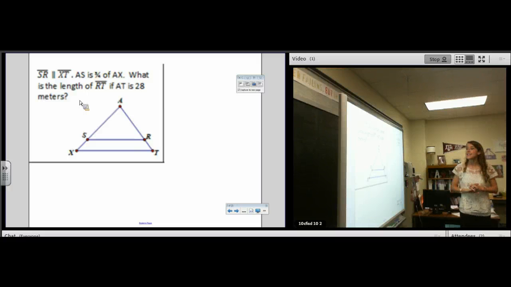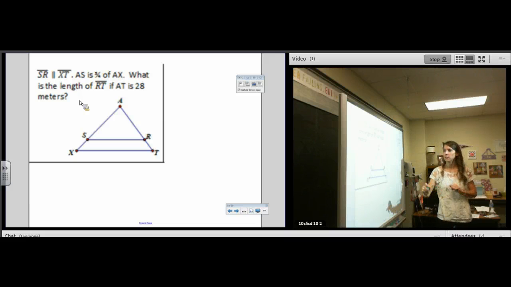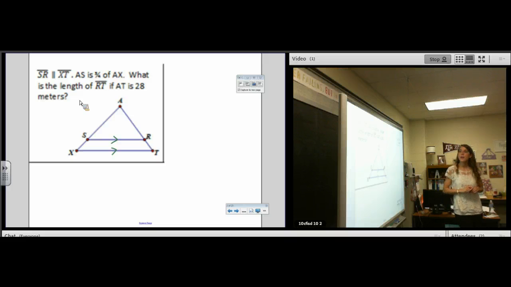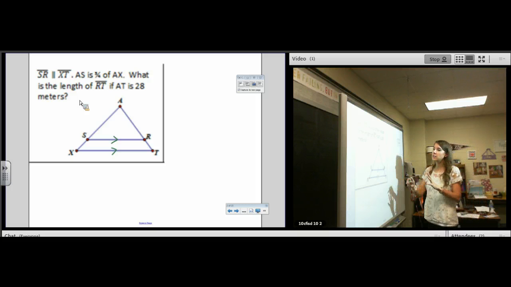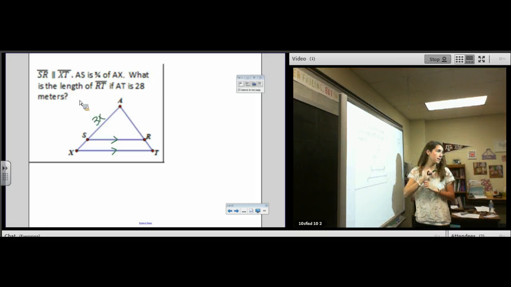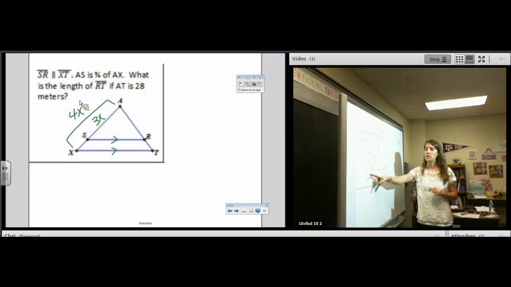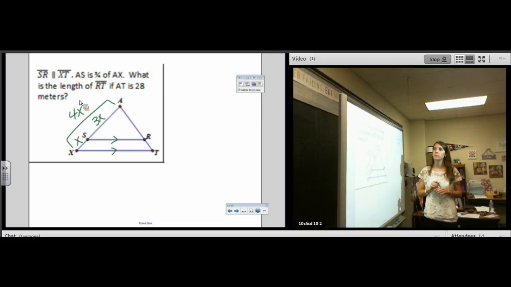Ready? Okay. SR is parallel to XT. What can we add to our picture? Arrows. Yep. AS is 3/4 of AX. So what I like to do when it says something like that is I like to call this 3x. It's 3/4, so the whole thing is 4. And then what would this be? 1x. Yep. Or just x.